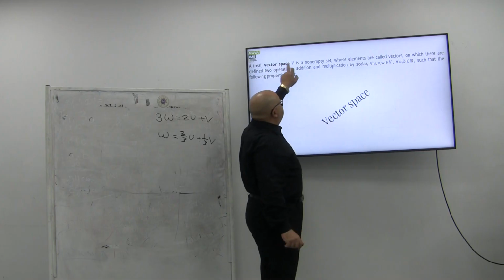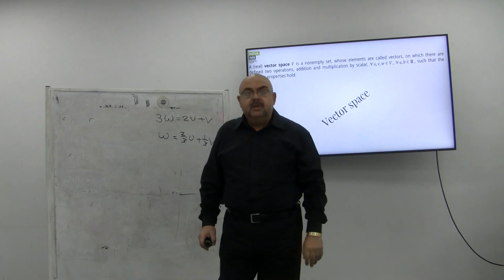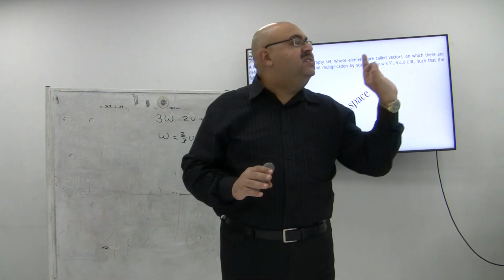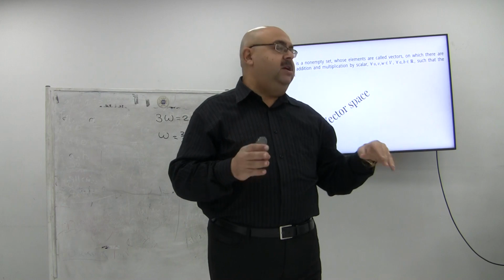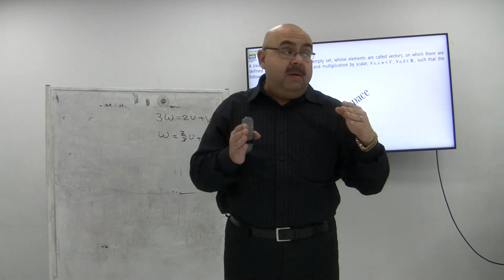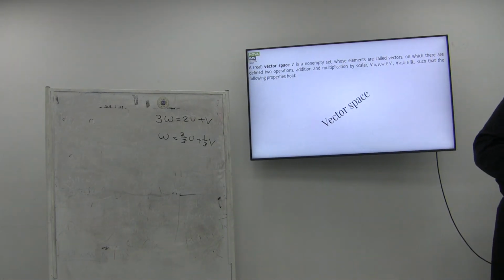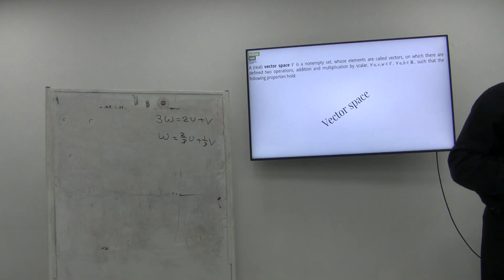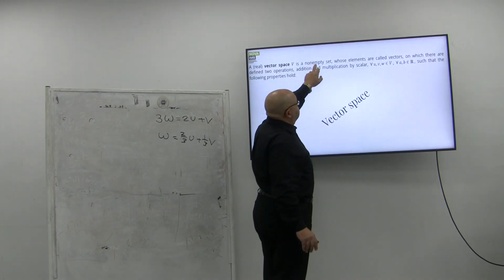A real vector space V is a non-empty set. Stop. What do you understand? I have a set, but it's not empty. At least it will contain the 0 vector. What's the 0 vector? From any dimension, it's just representing this dimension, but all the coordinates are equal to 0. So the first piece of information: a vector space is not an empty set. Why is it not an empty set? Because it contains at least the origin. Okay, so a vector space V is not an empty set.